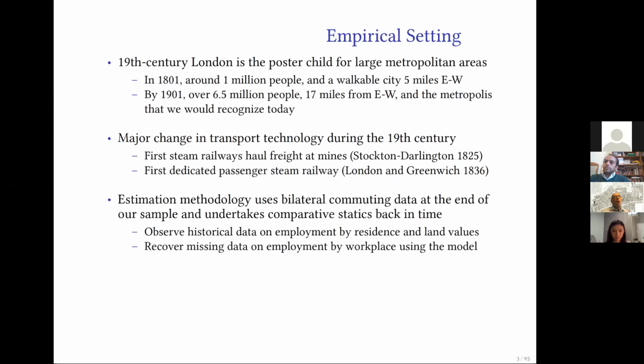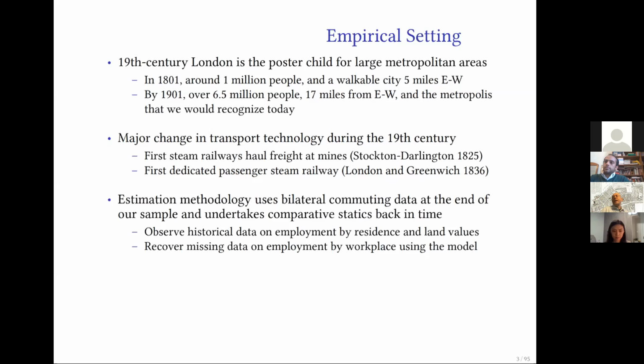But even though we can only see those data at the very end of the sample period in 1921, we're able to use our model and undertake comparative statics for the effect of removing the railway network, so eliminating this innovation in transport technology, and generating predictions from the model all the way back in time to the very beginning of the 19th century.